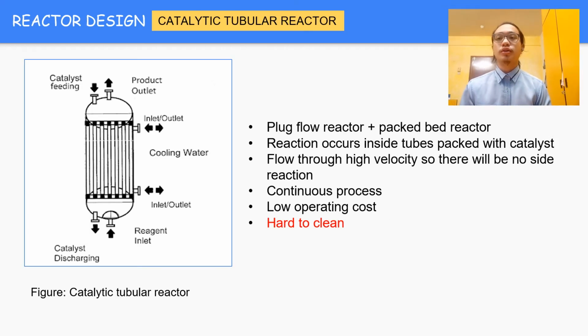So the next part is the reactor design. So the design we choose is the catalytic tubular reactor. Why catalytic tubular reactor? Firstly, it is a combination of plug flow reactor and packed bed reactor. PFR and PBR combine into this catalytic tubular reactor. And the reaction occurs inside tubes packed with catalyst.